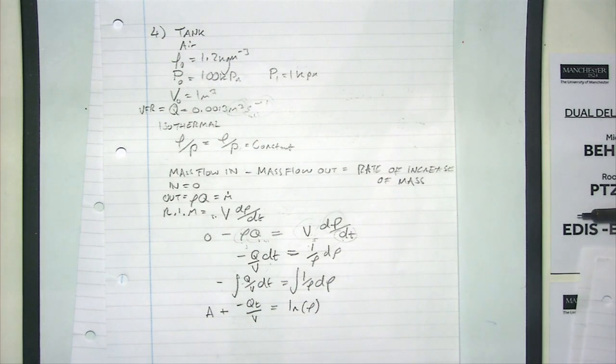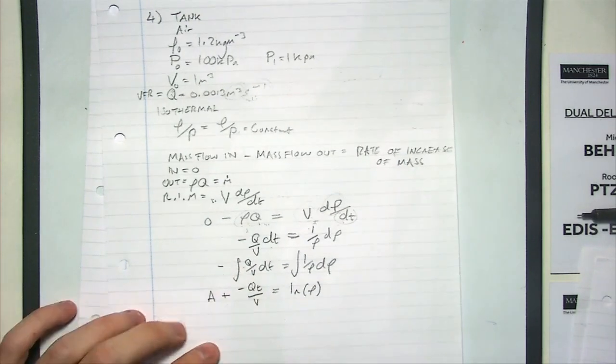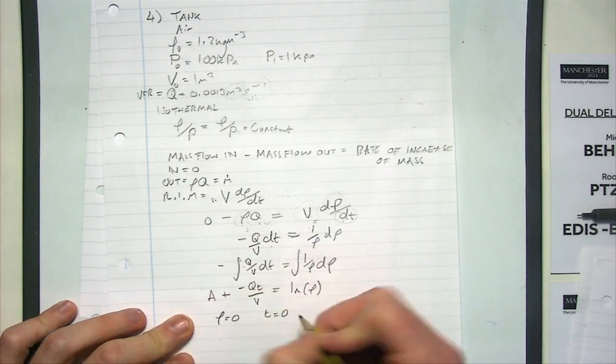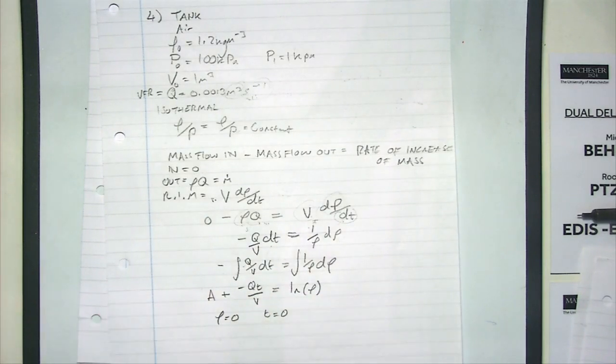What's next on the list of things to talk about? So we need to get A, right? We need to get A out of it. So A occurs when the density is equal to 0 and the time is equal to 0, right? Because that's when the tank is full.